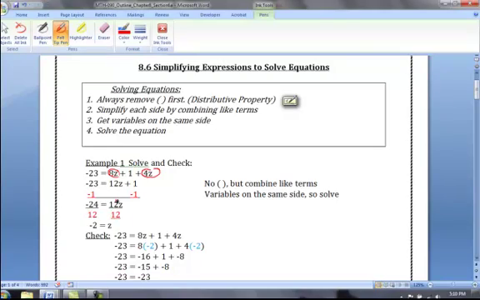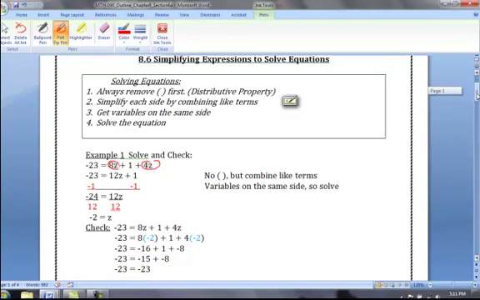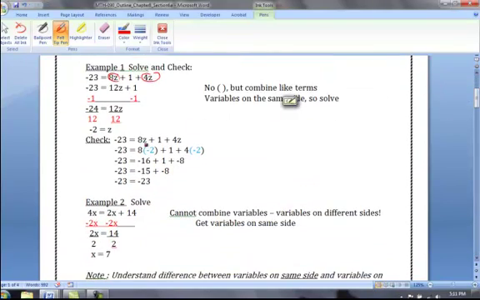And then to get z completely by itself, I have to move the 12. 12 is being multiplied by z, so I have to undo that by dividing both sides by 12. And so that'll give me z equals negative 2. And that's our solution. Now remember, you can always check your solution by going back to the original equation and putting negative 2 in every time you see a z.